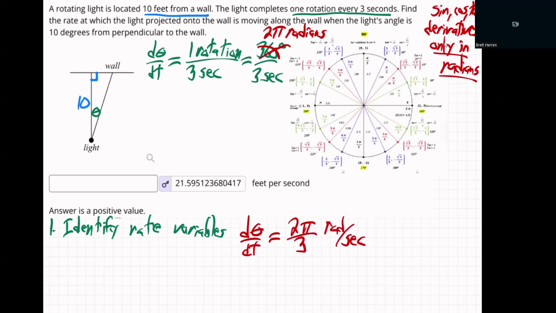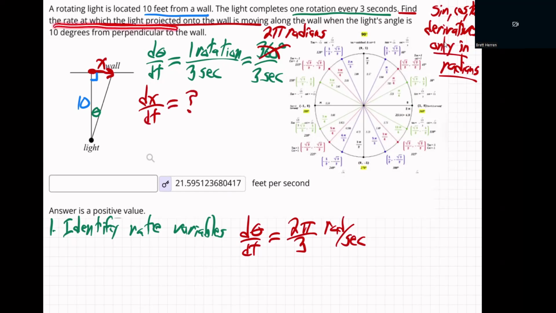Okay, what other rate variable do we got here? They say find the rate at which the light projected into the wall is moving. How fast? So this light, which will be shining right here, is moving along the wall. So let's call this X. Call it whatever you want. I just made up a letter. They want us to find dx dt. That's what they're asking us to find, right?